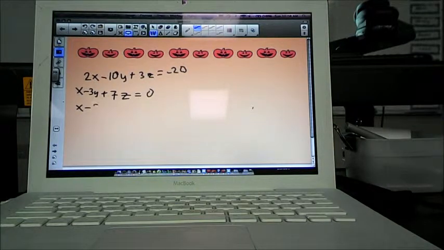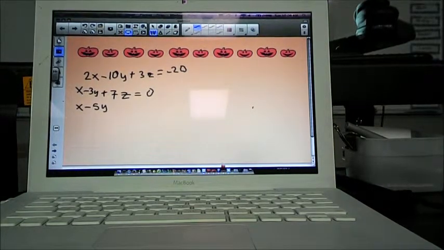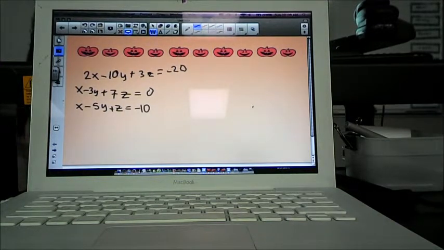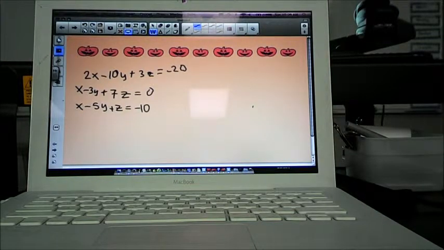x minus 5y plus z equals negative 10 is our third equation. So for step 1, we are going to pick two equations and decide which variable to cancel out. We're going to choose x, and we're going to use equation 1 and equation 2 to cancel out x first.